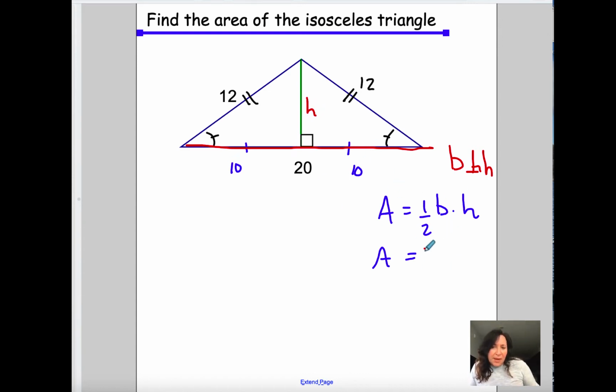So then my base, I'm going to go 1/2 my base, which is 20. But I don't have my height yet. So in order to find my height, it looks like I'm going to have to use Pythagorean Theorem, which would be, I have 2 sides.